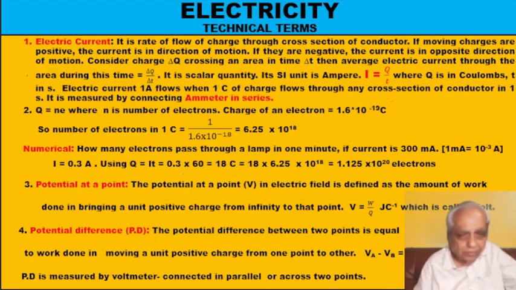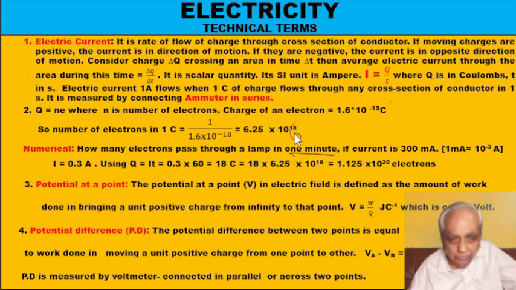The question reads, how many electrons will pass through a lamp in 1 minute? So time is given to be 1 minute, and 1 minute means 60 seconds. Current is 300 milliampere. So this will be 0.3 ampere because 1 milliampere is 10 raised to minus 3 ampere. Now, we have to find how many electrons. To know the number of electrons, we should first find the charge. So I will use the formula Q is equal to I T. I know the current is 0.3, I know time is 60. If I multiply, I get 18 coulomb.